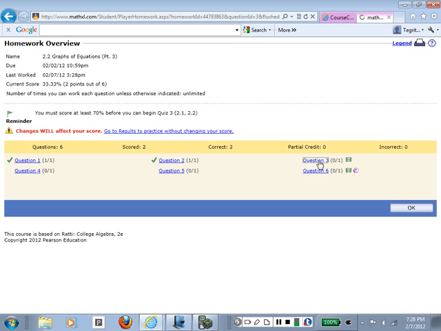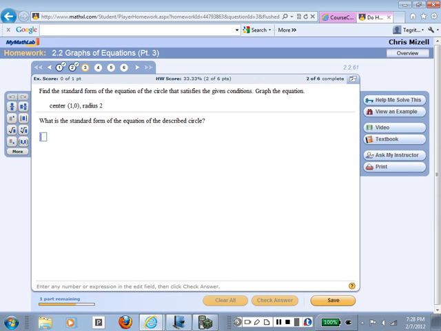Question 3. Here we go, the other direction. Questions 1 and 2, we had the equation. We had to look at the equation and find information, the center and the radius length. Here, we've got the center and the radius length, and we need to write down an equation of this circle.